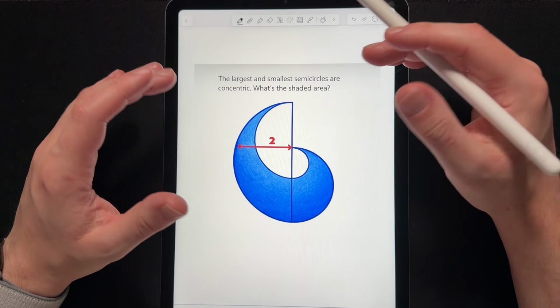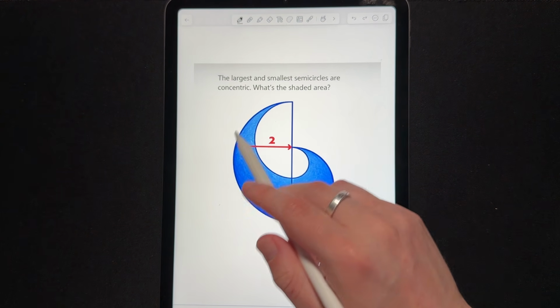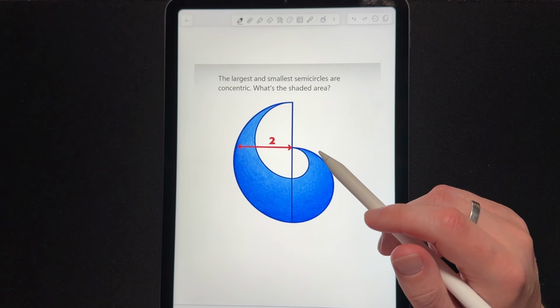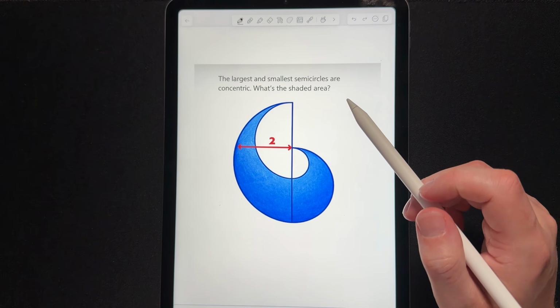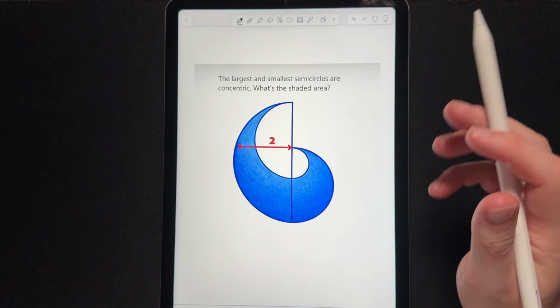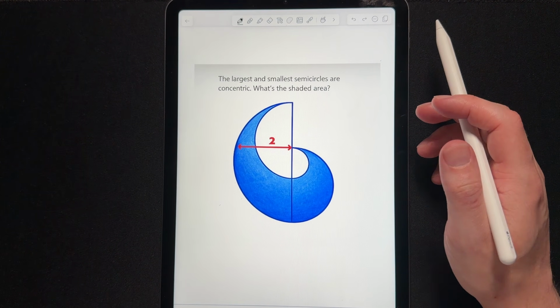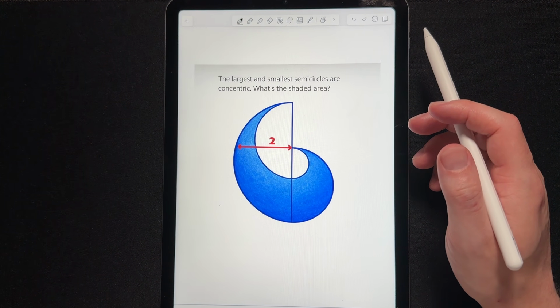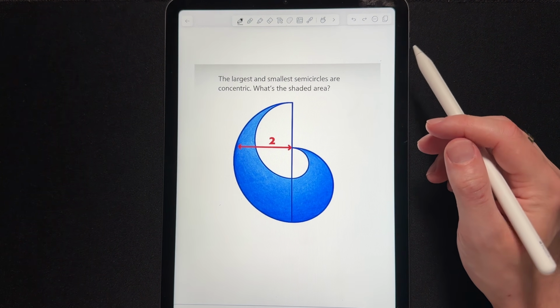So for those who want to know the solution to how to work out the blue area, stay tuned. And for those who want to work it out on your own, feel free to go for it. But if you're here just to relax and have a good time, I hope you also do.